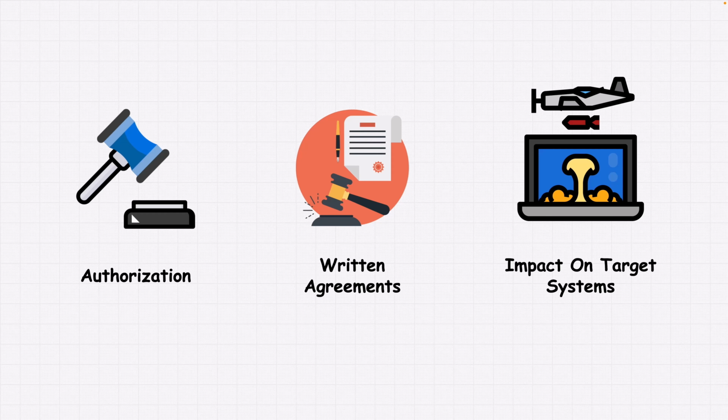And the last thing that we should keep an eye on is impact on target systems. Now, scanning, especially aggressive port scanning, can disrupt system performance. For example, a denial of service can occur when too many scan requests overwhelm a target. Always inform stakeholders about the potential risks before running scans.